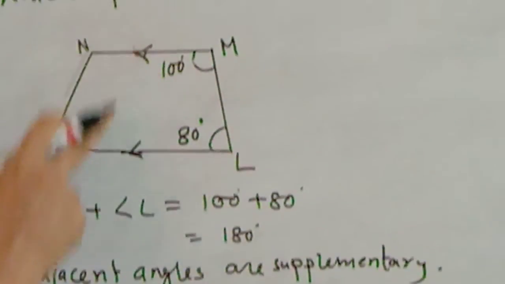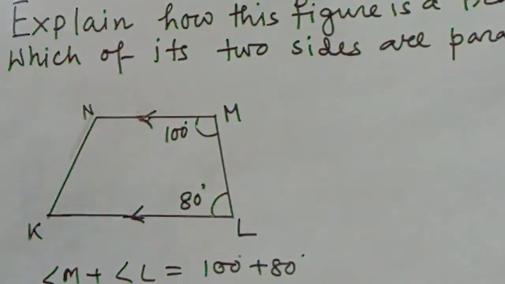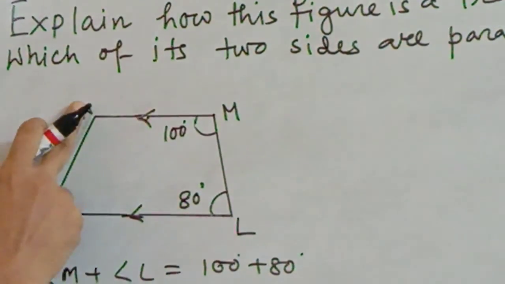And which two sides are parallel? The two sides that hold these adjacent angles, which are supplementary. That is why MN is parallel to LK.